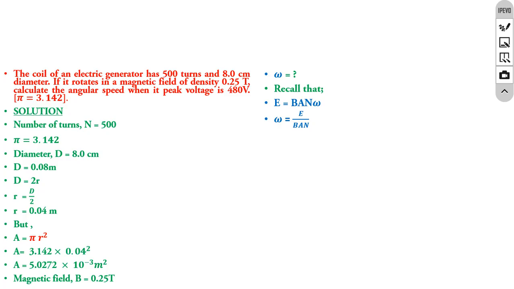When we make omega the subject, because we are to solve for the angular speed omega, then we have E over BAN. Now all we need to do is to substitute the values that are given in the equation. When you substitute the given values, you will get the final answer, 763.8 radians per second. I want you to do the substitution yourself so that you will understand it better.